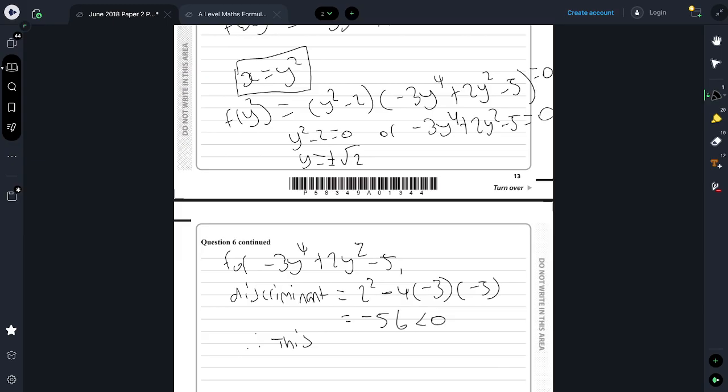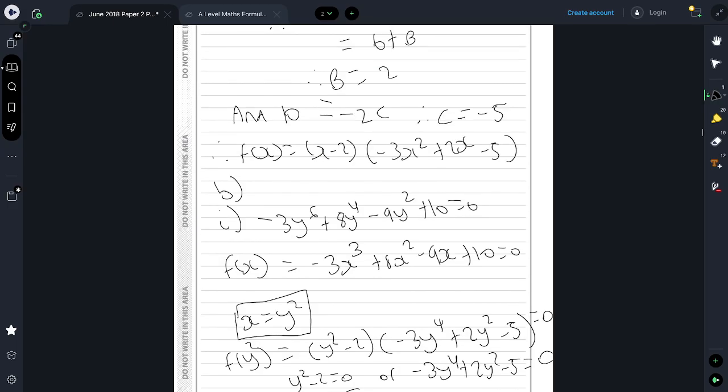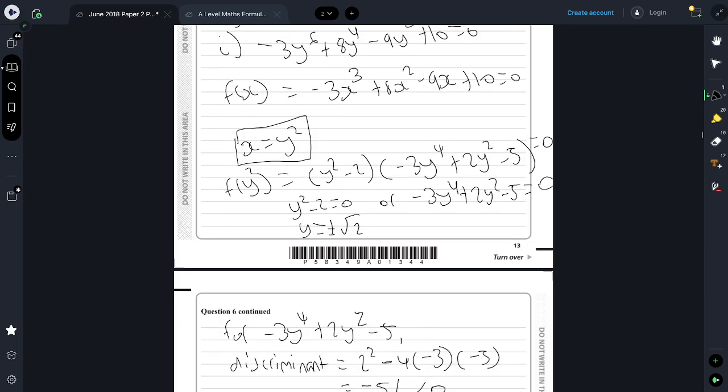Which means this expression, which is minus 3y to the 4 plus 2y squared minus 5, has no real roots. Well, technically, what we are saying is the quadratic version has no real roots. That's the discriminant. But if this has no real roots, so if x has no real roots, and y squared equals x, y also can't have real roots. Okay. So that's the sort of idea of this.